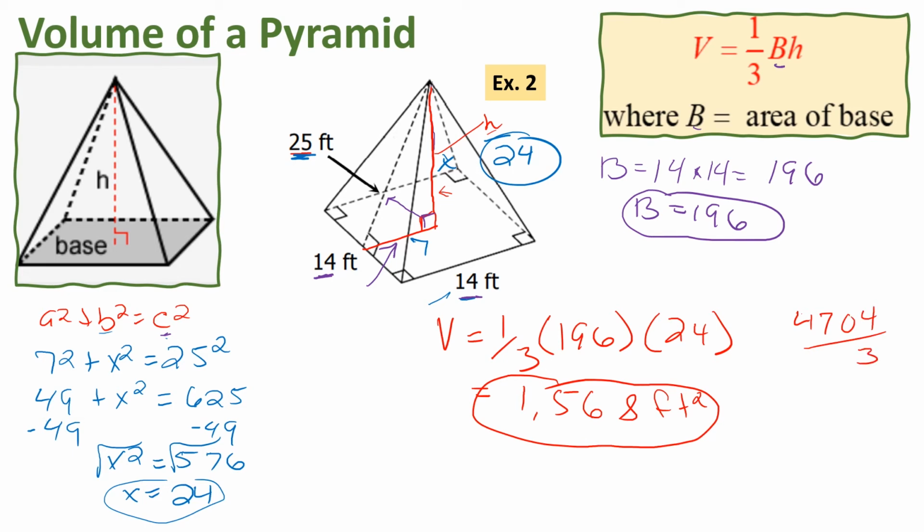Then you could divide it by 3, so you don't get that. You have to put like 1/3 in your calculator, because anything times 1/3, you're really just dividing it by 3. And so if you just put that in there, 196 times 24 is 4704. Divided by 3, then you get 1,568. And so we have found the volume of this pyramid.